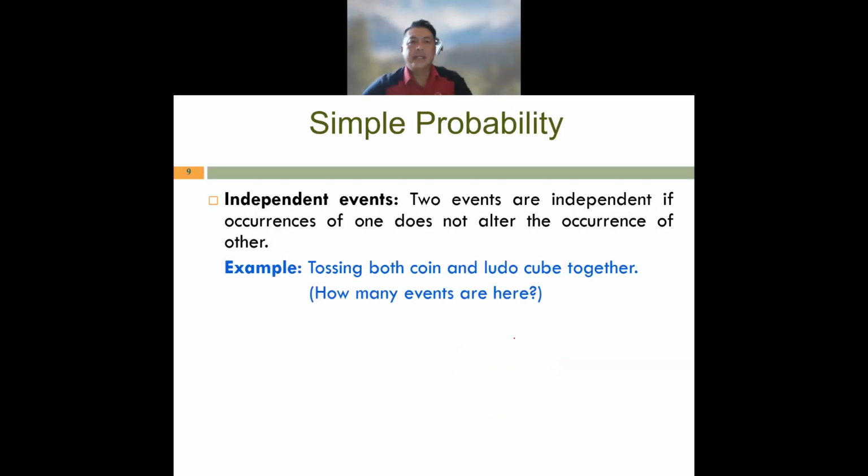Okay, when we talk about independent events, two events are independent if the occurrence of one does not alter the occurrence of the other. So they are two independent events. There is no relation between the first and the second one.